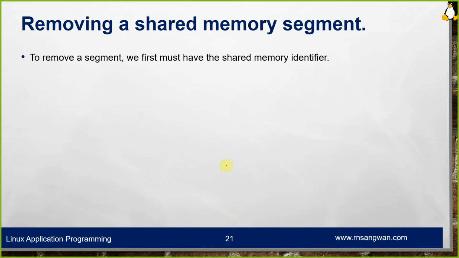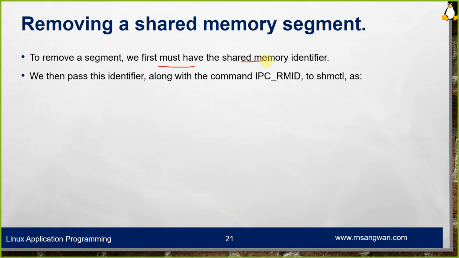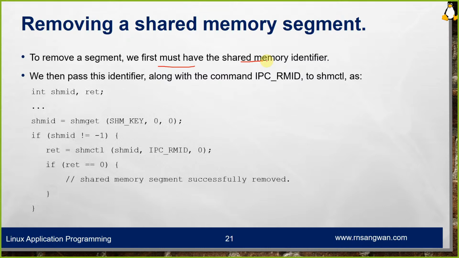Removing the shared memory segment. To remove a segment, we must first have the shared memory identifier. We can get this using shmget. We then pass this identifier along with the command IPC_RMID to shmctl. So shmid, shmget is the command used to get that. If not equal to -1, then we are using shmctl with shmid and IPC_RMID. This will be removed.